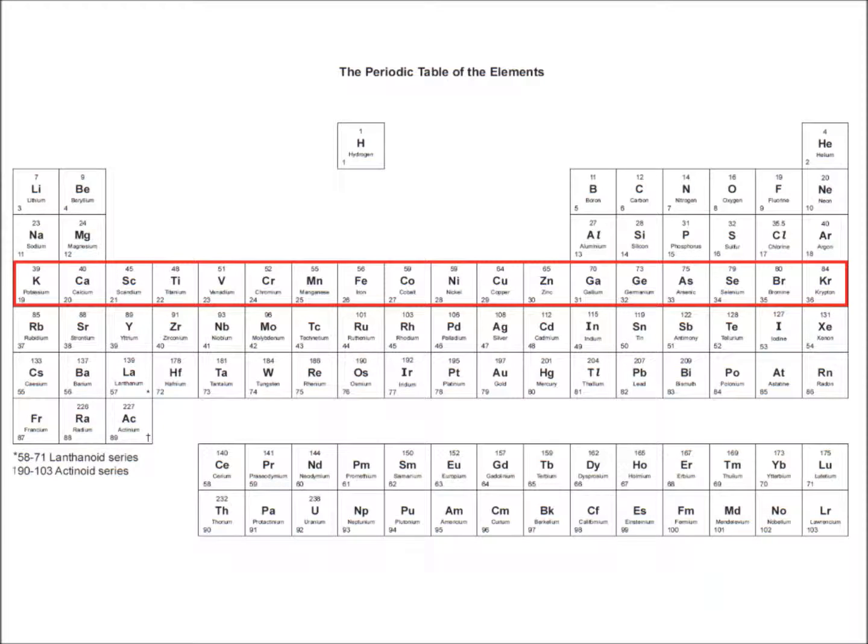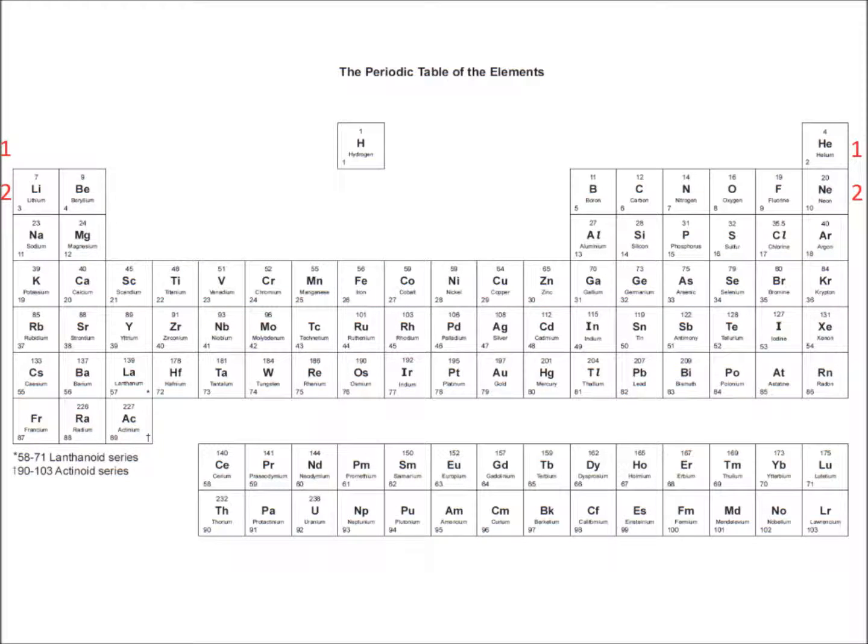The rows in the periodic table are called periods. The period number determines the amount of shells on an atom of a specific element. The columns in the periodic table are called groups. The group number determines the amount of electron shells on a specific atom of a specific element.